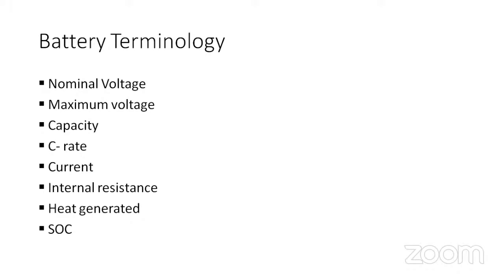Nominal voltage is rated on each and every cell. It is the average of the maximum and minimum voltage. Maximum voltage is the maximum voltage that the cell can achieve. Capacity of the battery pack is the amount of capacity the cell has, which we calculate in terms of Ah.